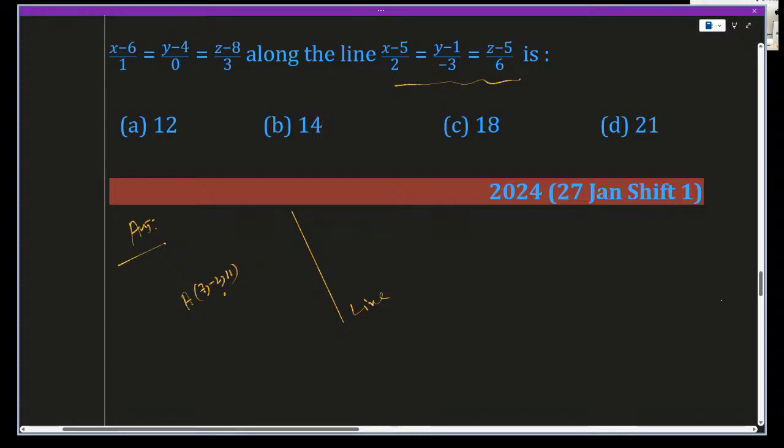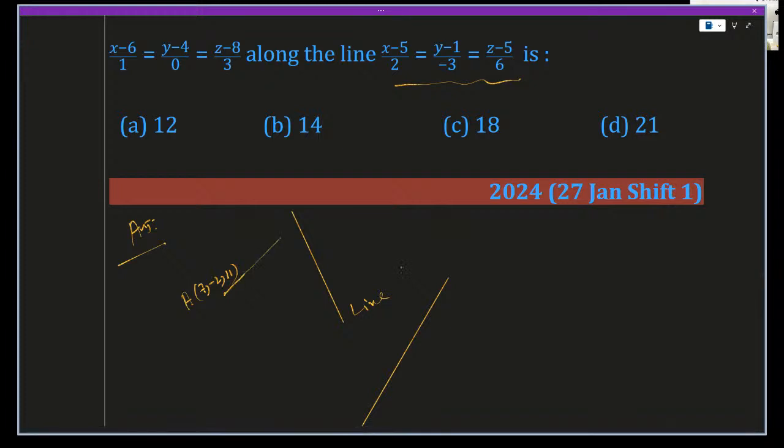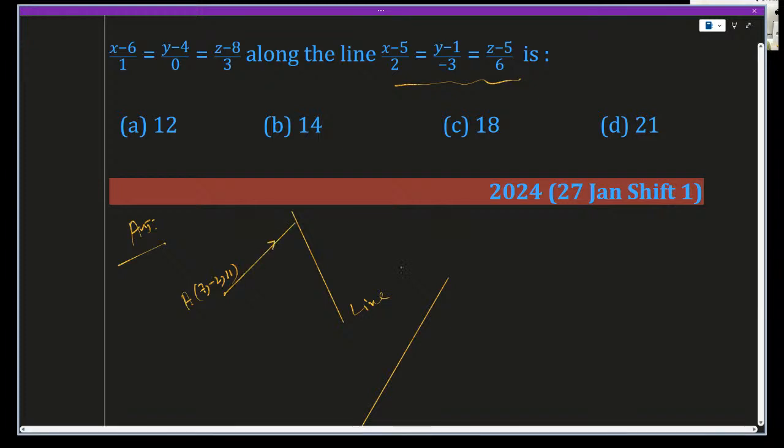So let the line be in this manner, a little bit inclined like this, not 90 degrees. They have asked you to find this distance, not the perpendicular one, where this distance direction is parallel to this. Am I clear?